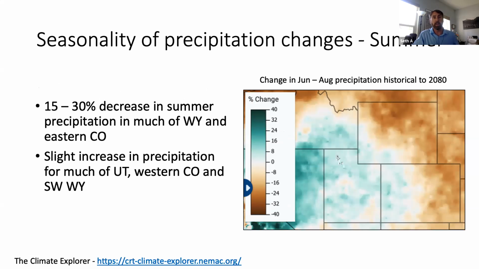When we move on to summer precipitation, we see a regional pattern and another gradient, but rather than moving north to south, this is kind of an east to west gradient. We see significant decreases in precipitation projected in much of Wyoming and eastern and central Colorado, where in much of Utah, we see a slight increase in precipitation.